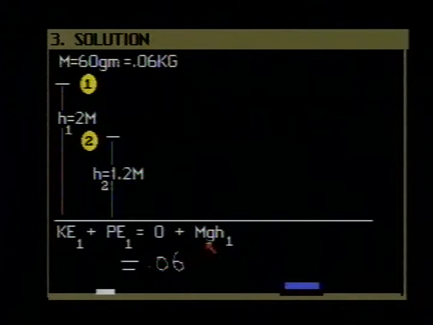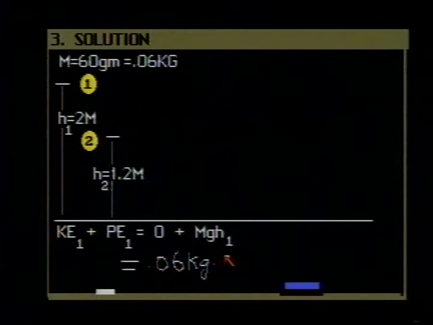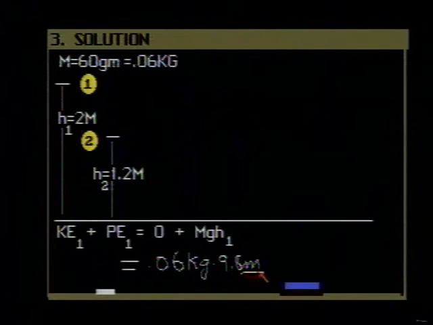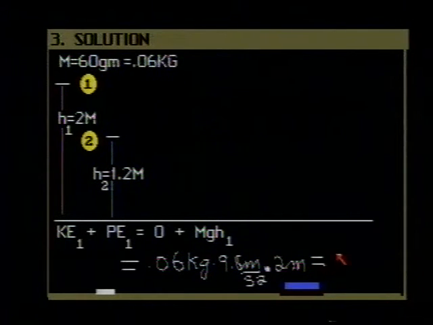0.06 kilograms times the acceleration of gravity, 9.8 meters per second squared, multiplied by the height, 2 meters, gives 1.18 joules.